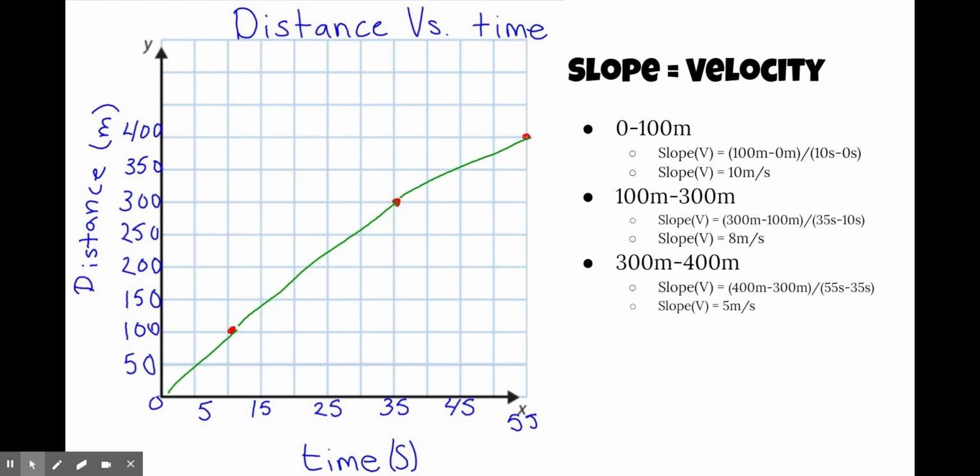We always put our x-axis on the bottom, and that's where time is going to go for our distance versus time graphs. Distance is going to go on the vertical axis or the y-axis, and we're always going to need to label our axes, whether we're measuring distance in meters, feet, miles, kilometers, or we're measuring time in seconds, minutes, or hours.